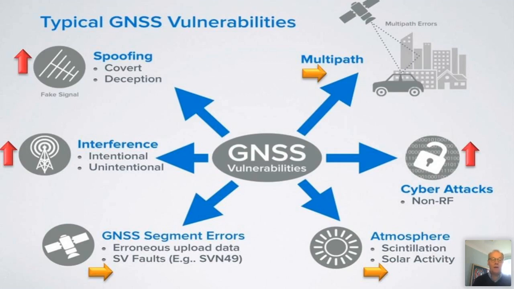And then there's the human error factor. So, for example, segment errors. And Guy will talk more about those, but generically, spoofing, interference, and cyber attacks are on an upward trend. And the others are just things that we have to deal with and are not particularly going up, in my opinion, but they're certainly out there. So there's a range of vulnerabilities.